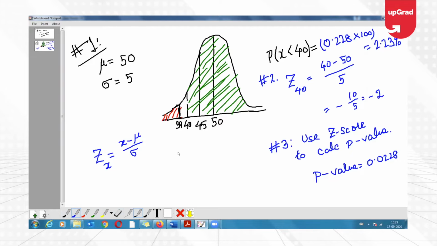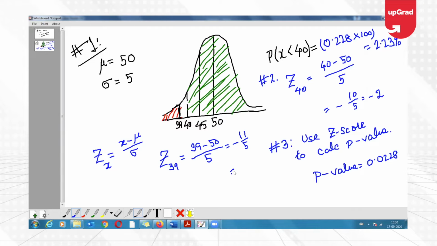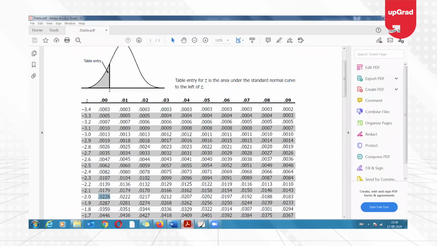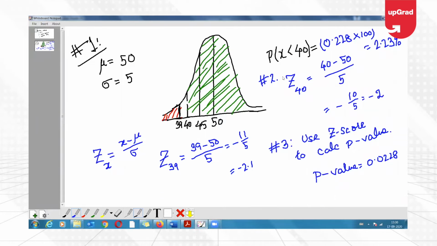So the Z score of 39 is 39 minus 50 divided by 5, which will be minus 11 by 5, which will be minus 2.2. So here if we come, 2.2 is 1.39%.